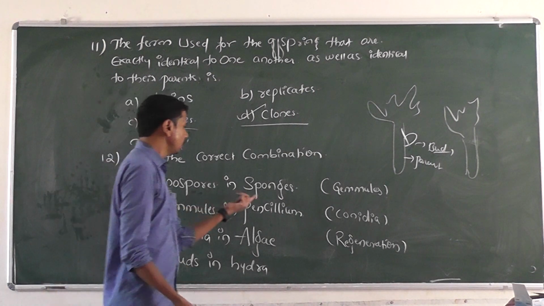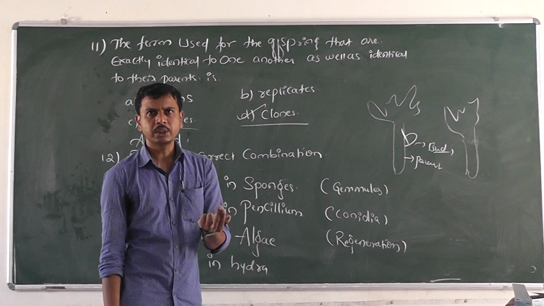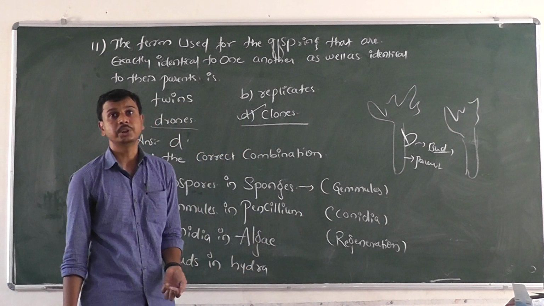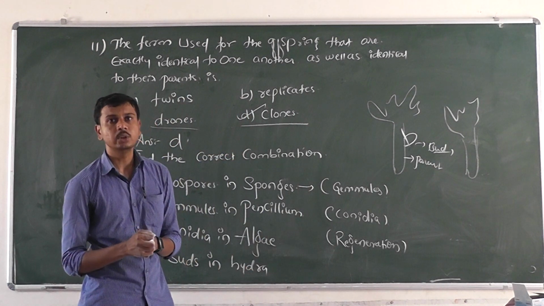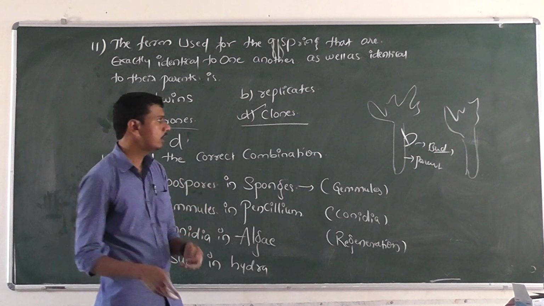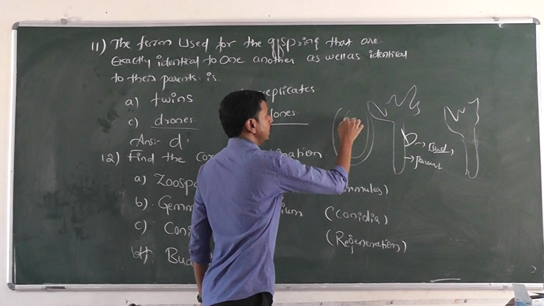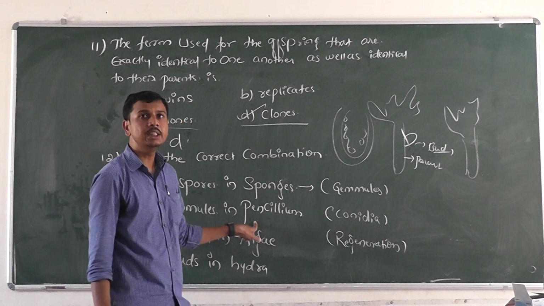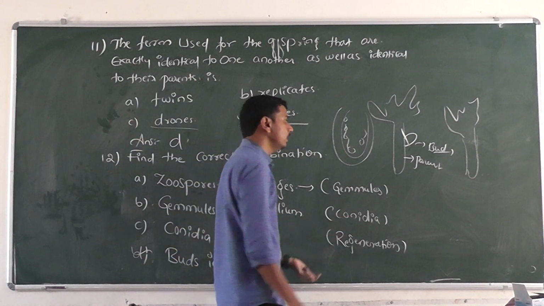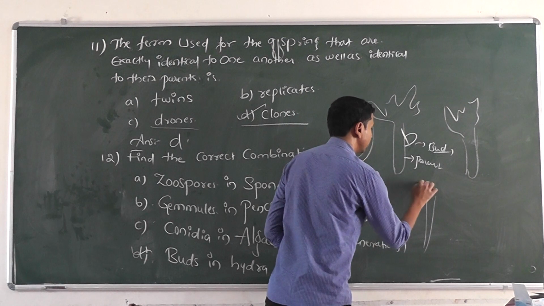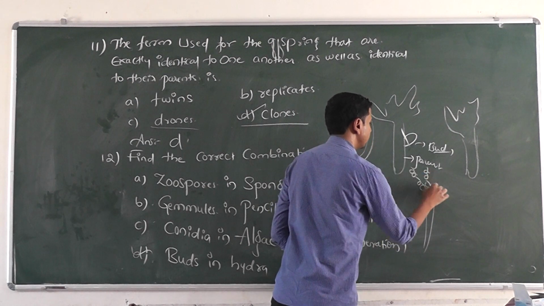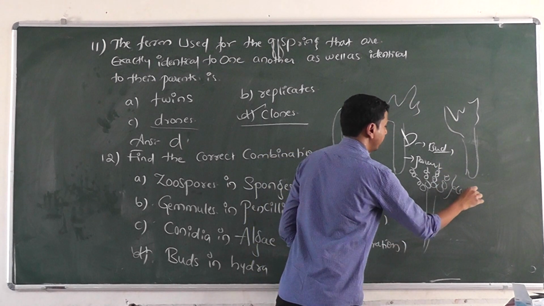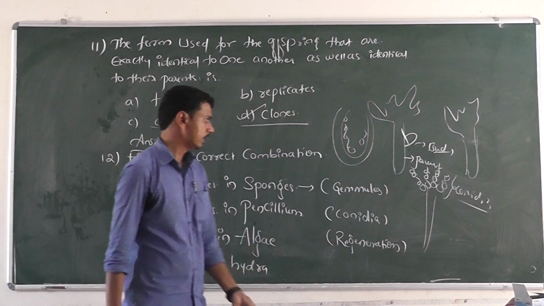In sponges, which type of asexual reproduction do we see? Reproduction by gemmule formation. Internal gemmule formation is seen in sponges. Then in penicillium, conidia formation takes place. These we call conidia. Through the conidia, penicillium reproduces.